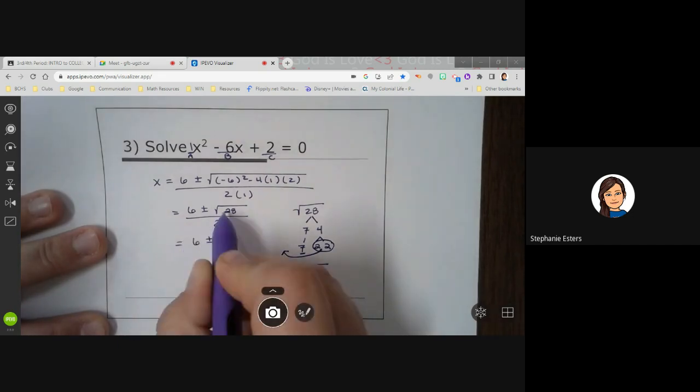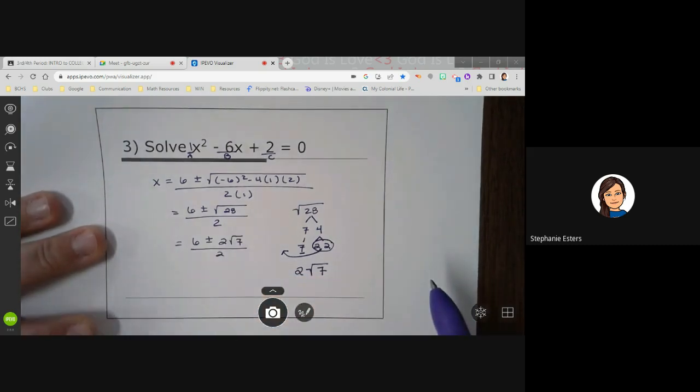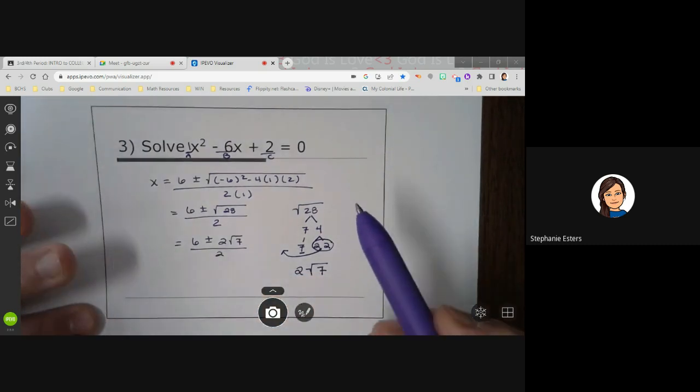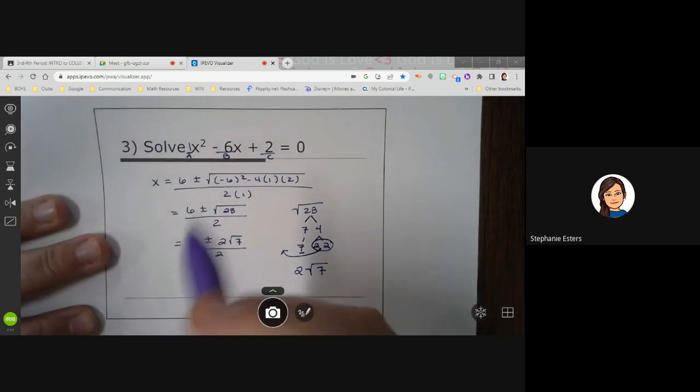So if the square root of 28 is 2 radical 7, I'm making that substitution over here. Everything else just came down. And we are almost done. Sometimes we'll be finished at this step.